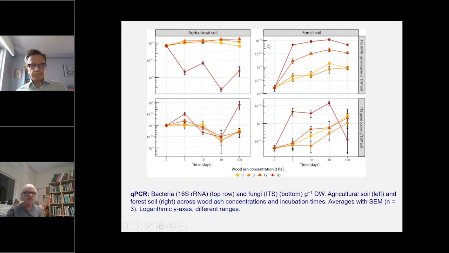Also here you should notice that the scales are quite different on the graphs. On the upper graphs here, we have bacteria as measured by 16S rRNA genes, and below we have fungi as measured by ITS. You can see that in the forest soil, where we reached favorable pH values, we have a clear effect, but no really clear effect in the agricultural soil, except that we see that the bacteria were actually diminished by this treatment. It should be noticed though that this is qPCR, and we do have here this primer bias.